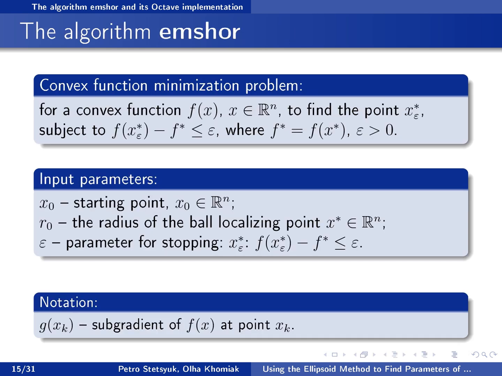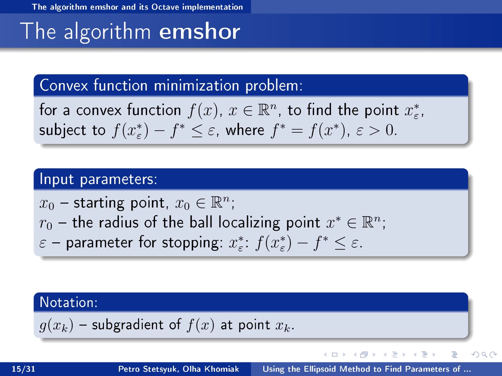Algorithms for solving a number of problems are built on the basis of this simple geometric idea. We will consider the ellipsoid algorithm, which is related to the convex optimization problem, namely, for a convex function f at x, we need to find such a point x epsilon star, for which f at x epsilon star minus f star is less than or equal to epsilon, where epsilon is a small number greater than 0, and f star is a minimum value of the function.